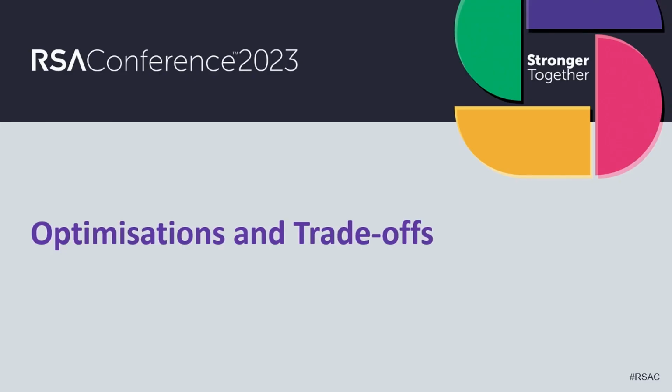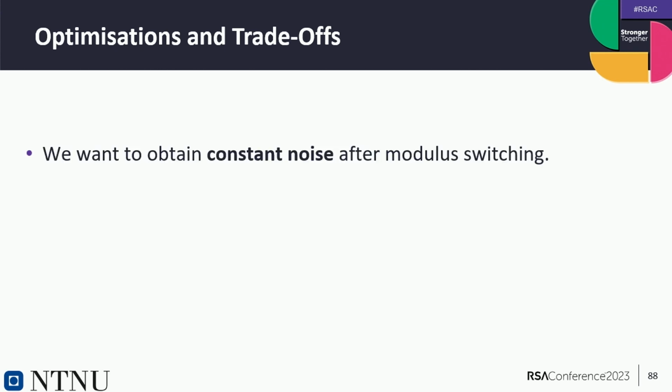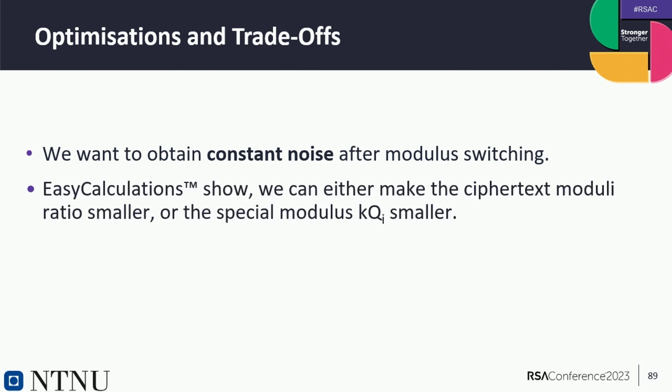So now on slide 53, I'm finally at the title of the talk, Optimizations and Trade-offs. So how does all this lead to optimization and trade-offs? Well, we really would like to keep this property that the noise is constant after modular switching because it's really convenient for everybody doing noise analysis.